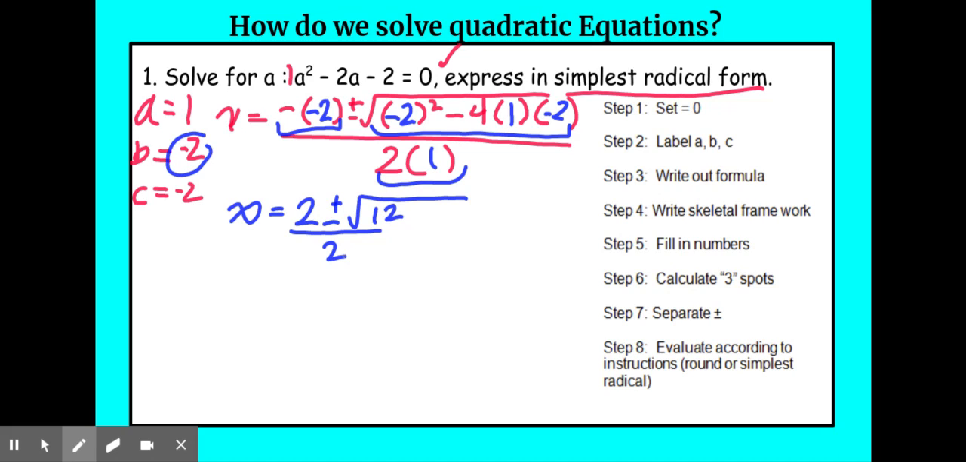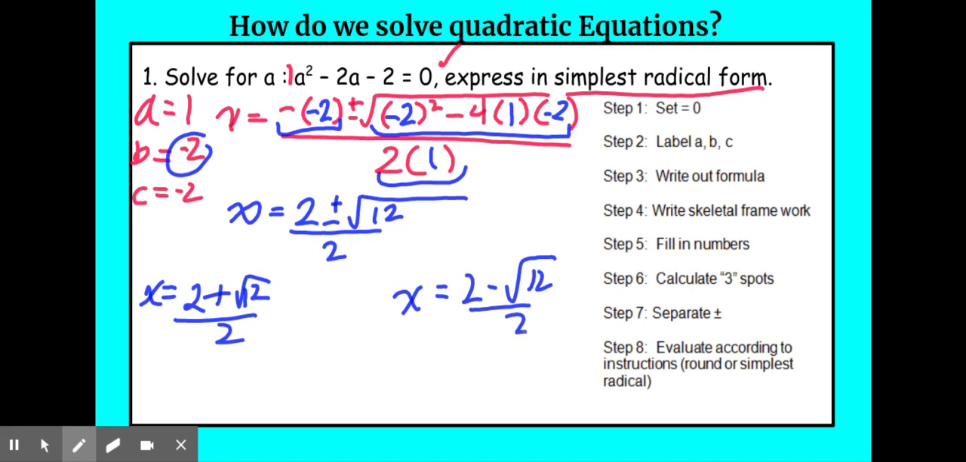Now the next step is to separate. So we have x equals 2 plus radical 12 over 2, and x equals 2 minus radical 12 over 2. Now the next step is really important. We said to write it in simplest radical form. So the big deal is get that 12 into simplest radical form. I don't really have a lot of room, so I'm going to do it up in the corner over here. So we have radical 12.